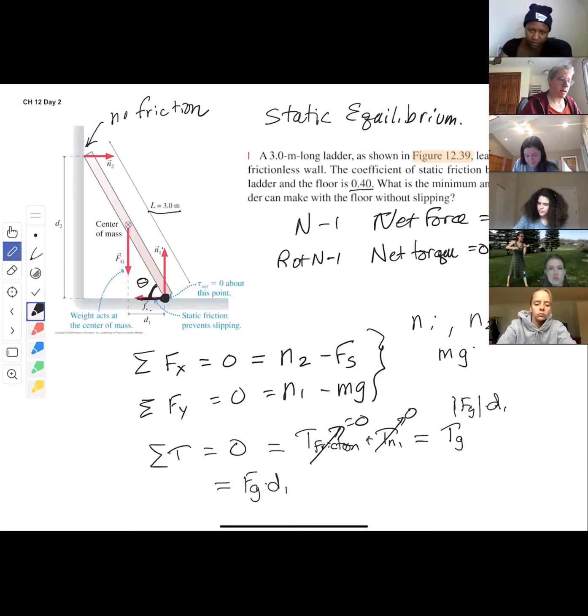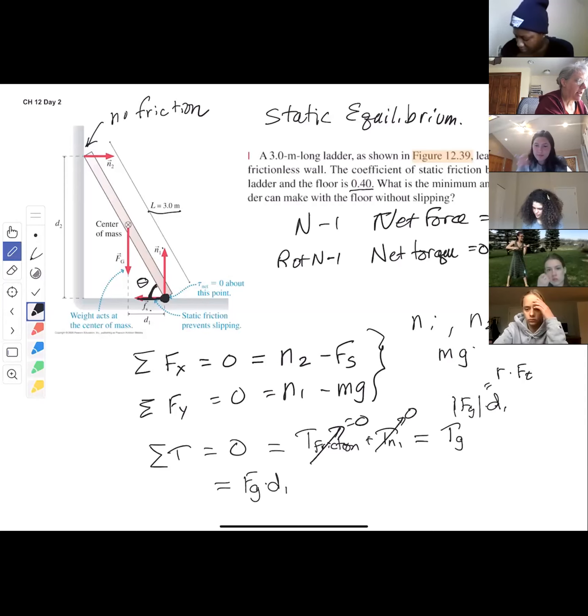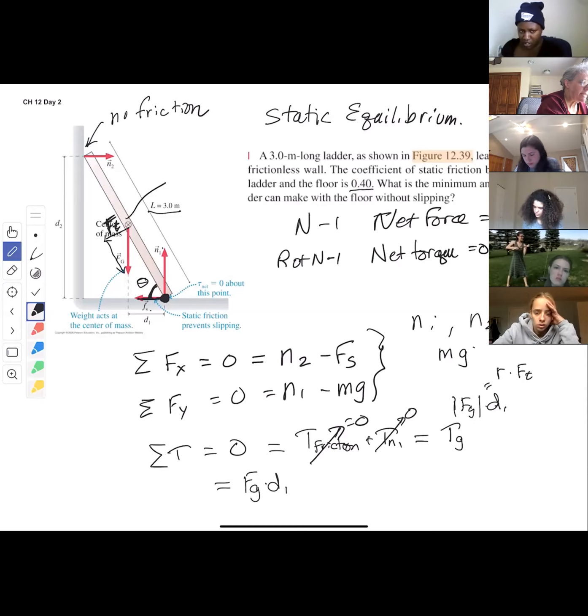There would be another way to do it if you used R times F tangential, and you broke this into a tangential component and one that was along the axis. I'll make that bigger so it shows up a little better. That Ft would be mg times sine of theta, and then you'd be multiplying that times L over 2.